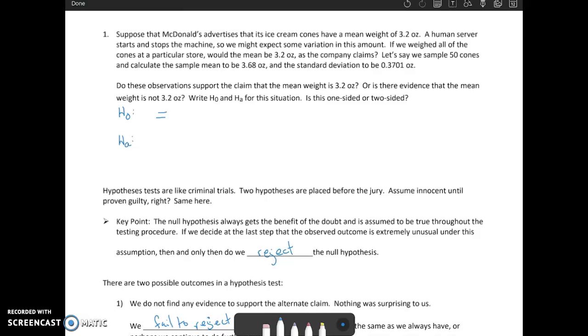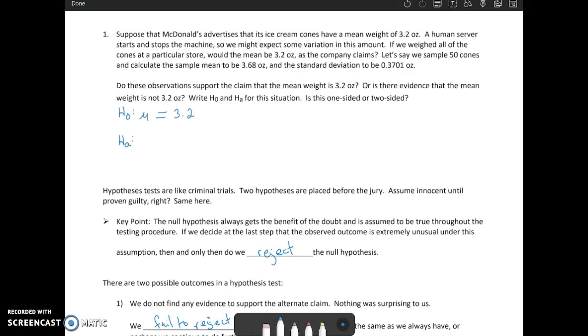And also important is that we always are hypothesizing about the population parameter, right? So the population parameter we are making this statement about is mu, the population mean. And we are assuming the boring statement. We're assuming that it is what we've always been told. We've been told that the mean weight of the ice cream is 3.2 ounces. So mu equals 3.2 is our null.